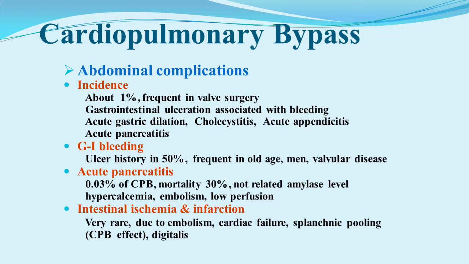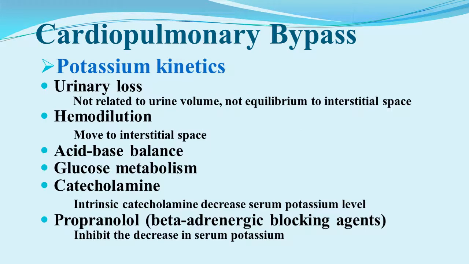Intestinal ischemia and infarction are very rare, due to embolization, cardiac failure, spasmodic pooling of cardiopulmonary bypass, and disease. Potassium kinetics: urinary loss not related to urine volume, not in equilibrium with the interstitial space. Hemodilution, more interstitial space, acid-base balance, glucose metabolism, and intrinsic catecholamines decrease the serum potassium levels. Propranolol inhibits the decrease in serum potassium.